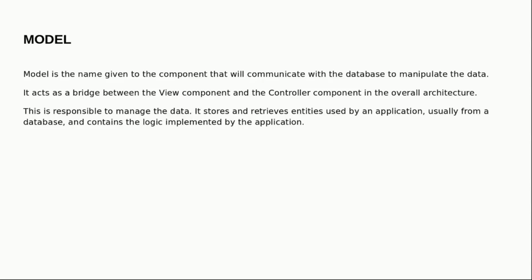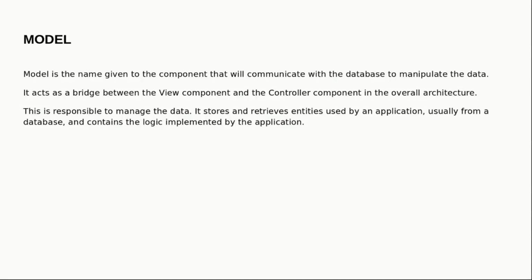Now, in your MVC pattern or MVC architecture, you have the model, which is the name given to the component that will communicate with the database to manipulate data. All right. So when we talk about the model in an MVC architecture, we are talking more about the data layer, right? The layer that will communicate with maybe your database or your data sources, and it may have logic that actually manipulates these data sources.